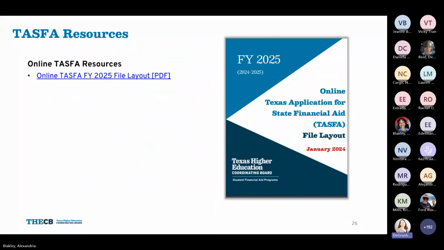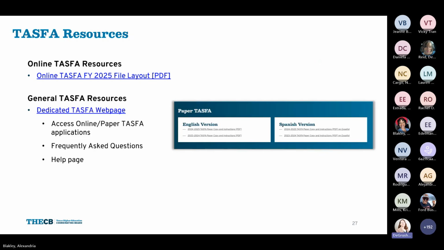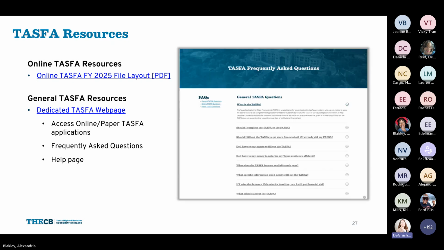To read the fixed length file and cumulative reports and move it, institutions can use the file layout available on the agency website under Student Financial Aid Programs, Program Resources. And in terms of other resources, we have our dedicated TASFA webpage, and users can find the online and paper application there. Users can also find frequently asked questions, and also a dedicated help page.